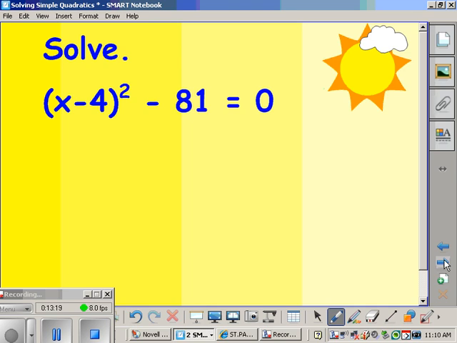Okay, moving on to this one. This one looks a little different because we have an x minus 4 in parentheses. We want to isolate this right here. So we first want to move the 81 to the other side. And then I'll show you what to do after that.